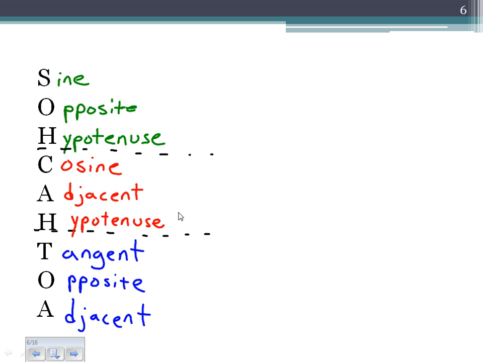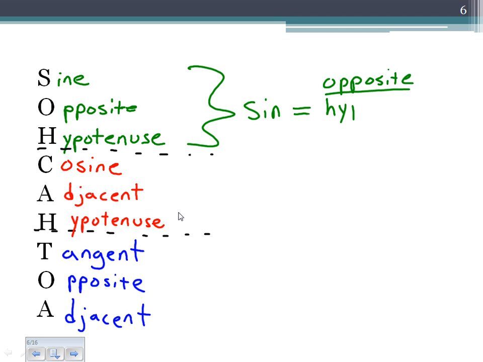Okay? Why do we memorize these? The definition of the sine. If sine is abbreviated as sin, you choose the first three letters from each of these to abbreviate. Okay? The definition of the sine is equal to the opposite over the hypotenuse.